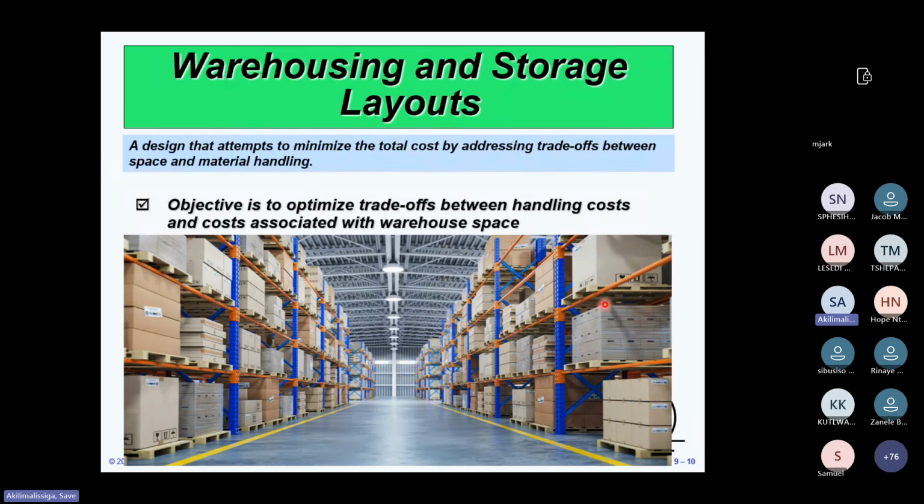Talking about the warehousing and storage layout. This is also a picture that illustrates a warehousing and storage layout. So they both go together, hand in hand. It's a design that attempts to minimize the total cost by addressing the trade-off between space and material handling. The objective is to optimize the trade-off between handling cost and costs associated with warehouse space.